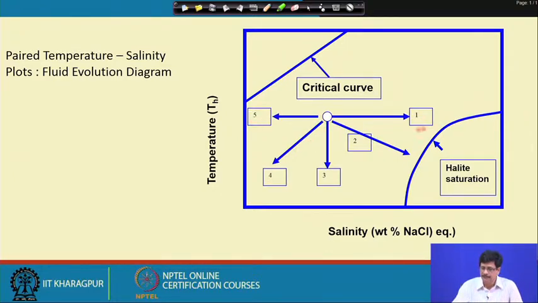We can even have the lines which are shown by arrows towards 5 or to 1. These could also be trends possible in fluid mixing, mixing of low saline and high saline fluid, which also happens. It could be a fluid which is very high temperature but low saline, as it happens in a metamorphogenic fluid. Now, the most interesting path of evolution of a hydrothermal fluid is by boiling.